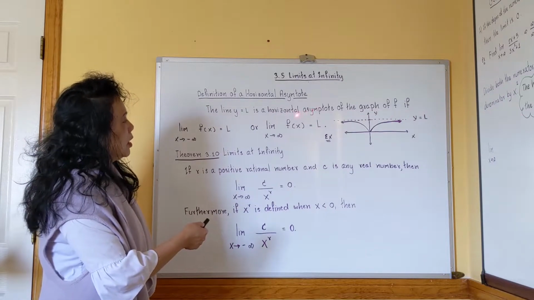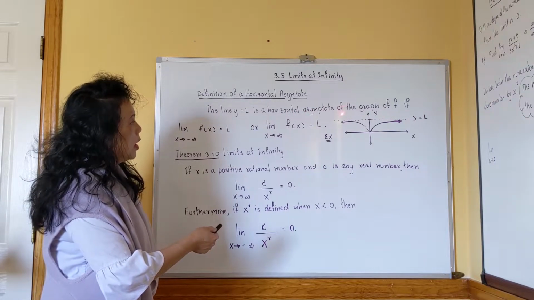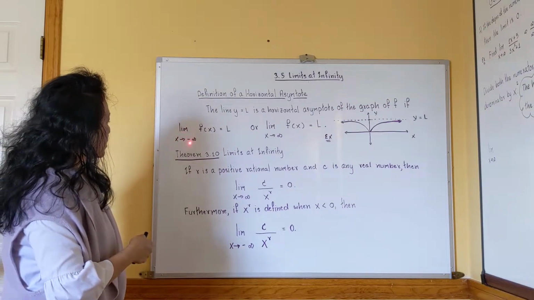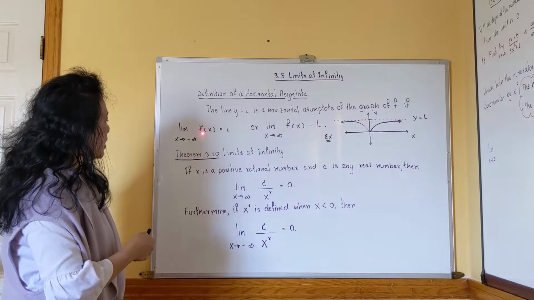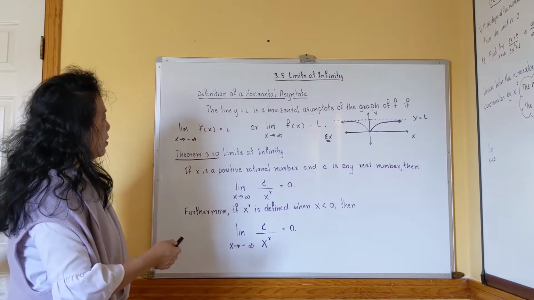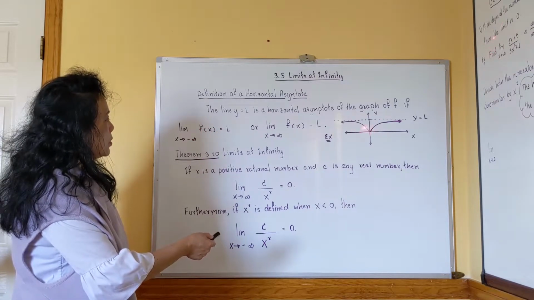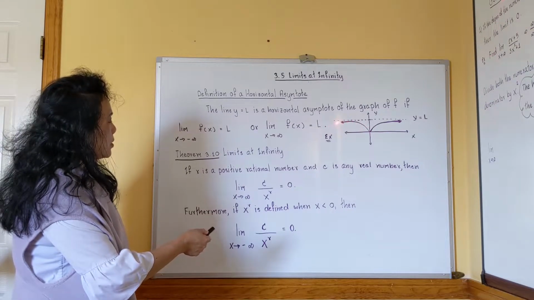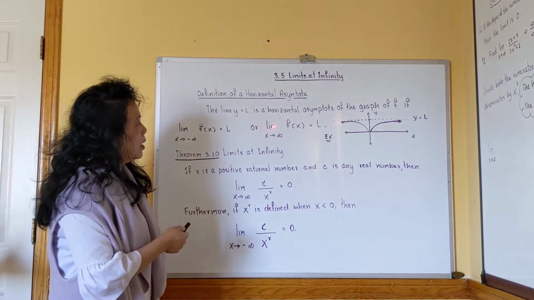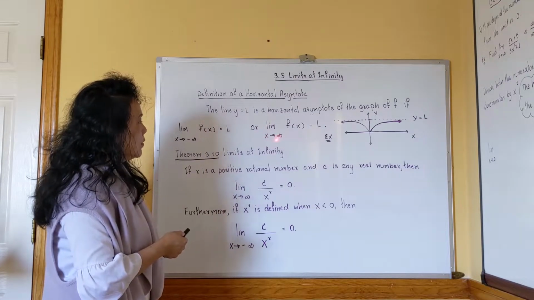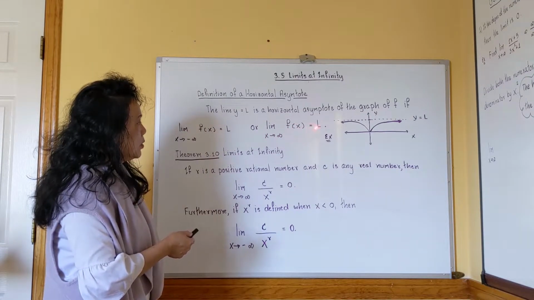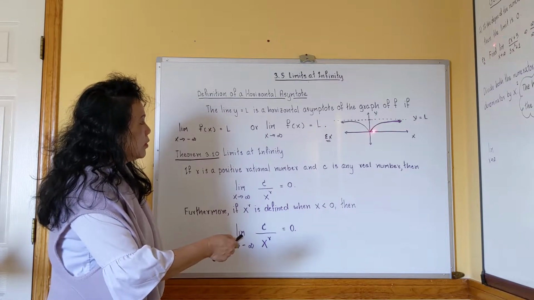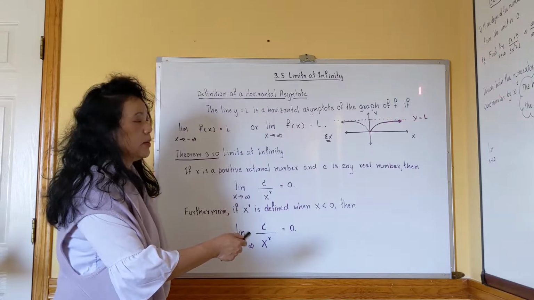It's a horizontal asymptote of the graph of f if the limit as x goes to negative infinity of f of x equals L. So as x goes to negative infinity, the y or f of x goes to L. Or the limit as x goes to infinity of f of x equals L. As x goes to infinity, the f of x or the y goes to L.